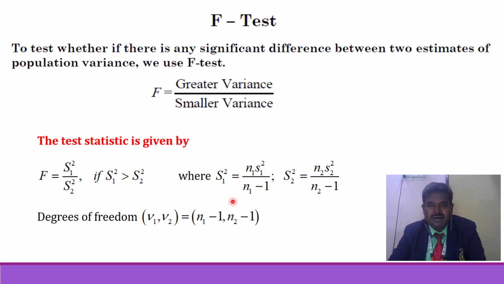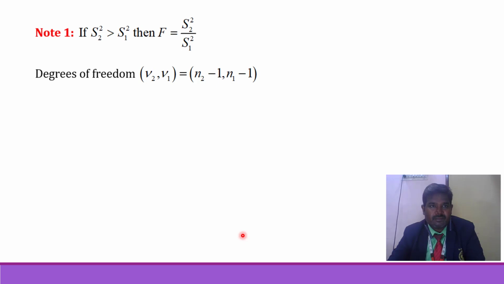Where S1 square is calculated by N1 S1 square divided by N1 minus 1, and S2 square is calculated by N2 S2 square divided by N2 minus 1, with the degrees of freedom nu1 comma nu2, so N1 minus 1, N2 minus 1. Note, if S2 square is greater than S1 square, then we can use the alternative formula: capital F is equal to S2 square divided by S1 square, with the degrees of freedom nu2 comma nu1, so N2 minus 1 comma N1 minus 1.